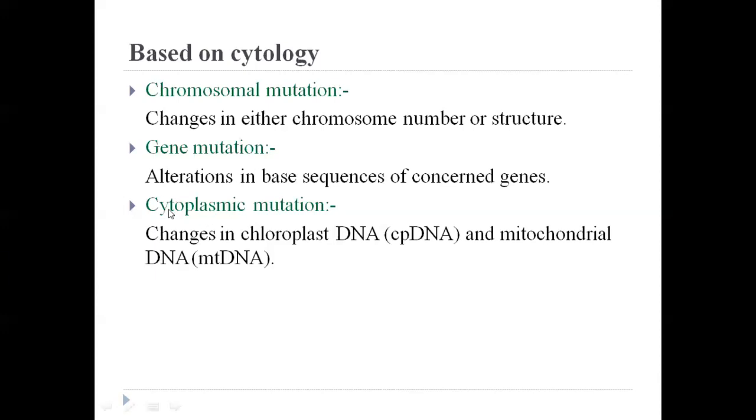Here it is also important to know cytoplasmic mutation. Cytoplasmic mutation means changes in chloroplast DNA, cpDNA, and mitochondrial DNA. So chromosomal mutation is nothing but a change in the chromosome number in the nucleus. And cytoplasmic mutation means mutation in the chloroplast DNA, because it is in the cytoplasm, and mitochondrial DNA, because the cytoplasm contains chloroplast and mitochondrial DNA. Fine.